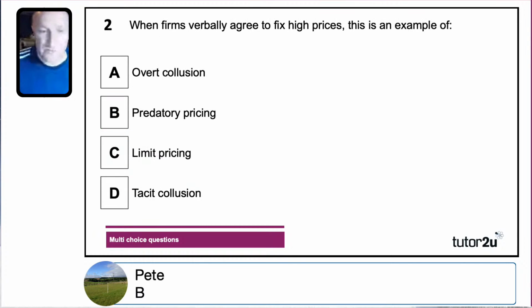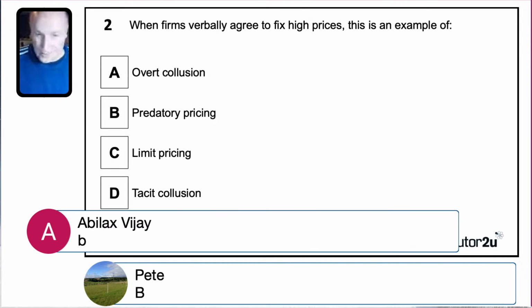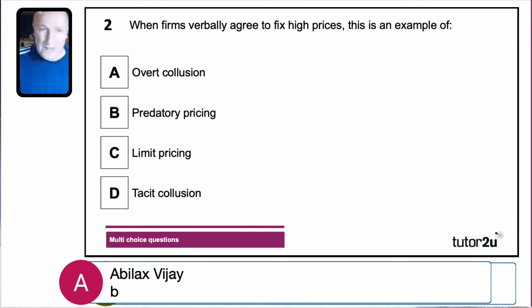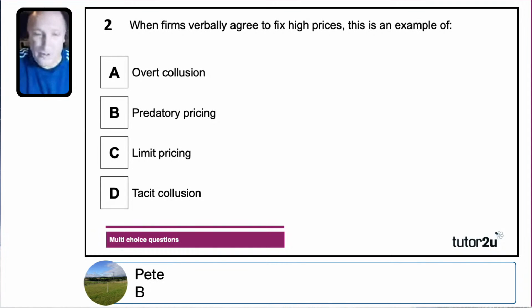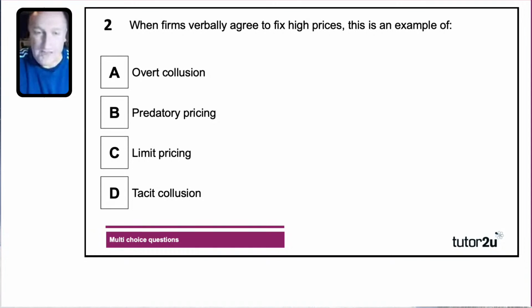Here's question number 2. Coming up on the screen, when firms verbally agree to fix high prices, what is this an example of? So when firms verbally agree to fix high prices, what do we think this is an example of? During the course of this session tonight, we'll be trying to post some contributions, some ideas and thoughts, and they'll appear at the bottom of your screen. We can't pick out everybody, but we'll do our best to pick out some good answers.